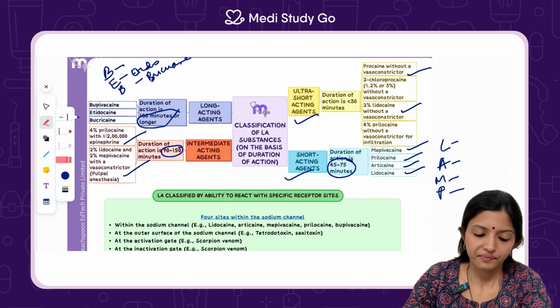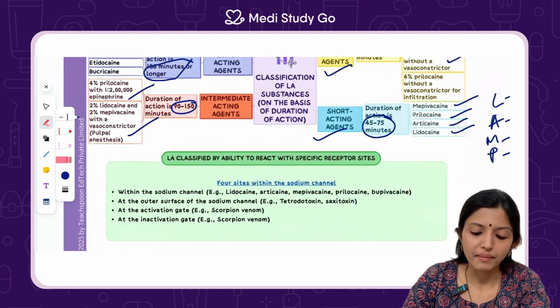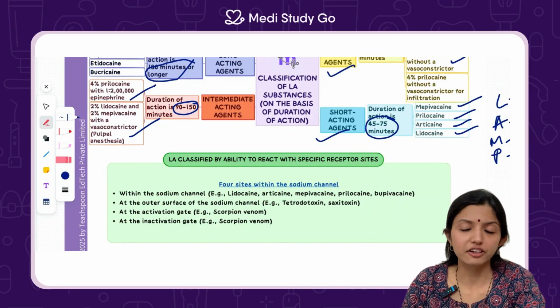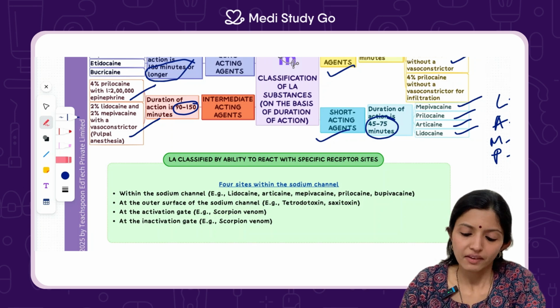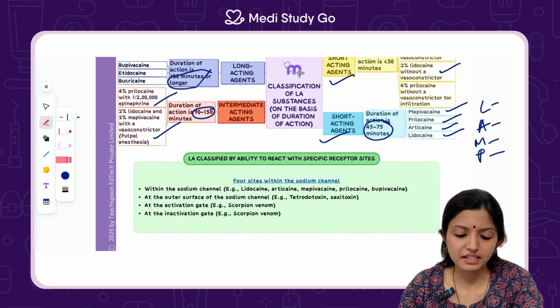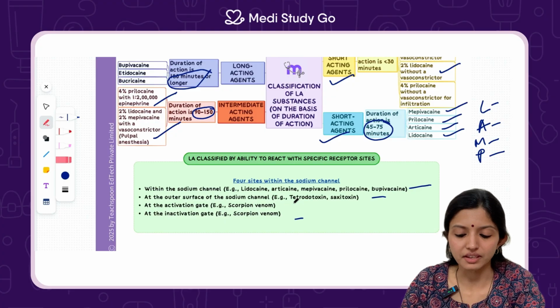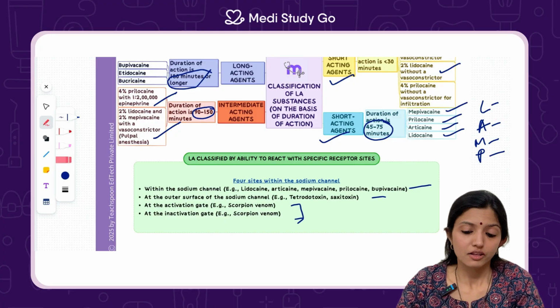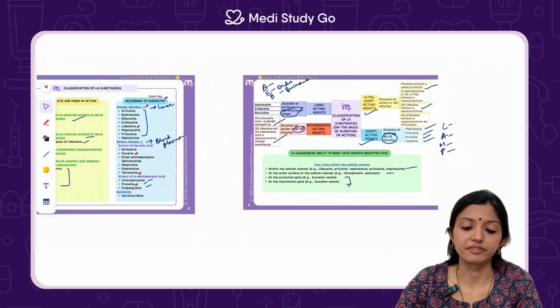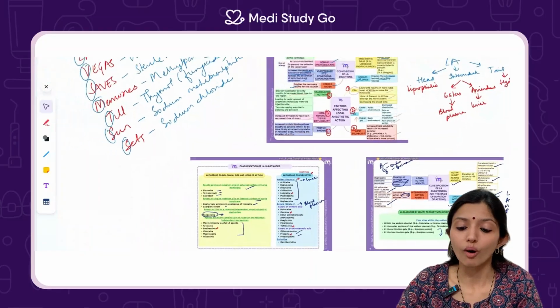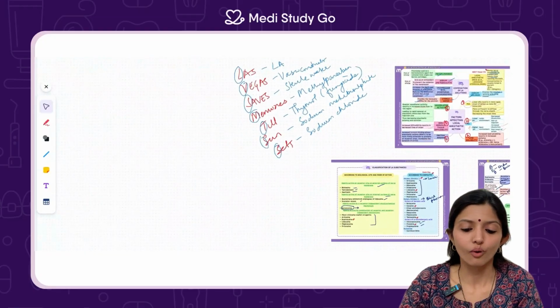Finally, we also have some LAs which are classified by their ability to react with the specific receptor sites within the sodium channel, which we have already explained previously also. Within the sodium channel are most LAs, at the outer surface are tetrodotoxin, and at the activation gate and at the inactivation gate are your scorpion venoms. So these are your basic classifications for local anesthetic solutions, along with the composition and factors affecting your local anesthetic solution.